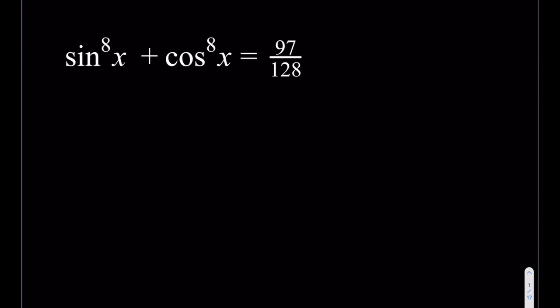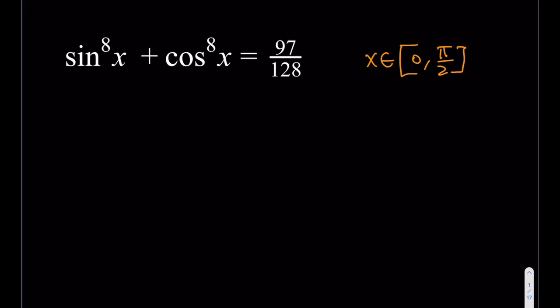Hello everyone, in this video we're going to be solving an octic trigonometric equation. So we have sine x to the 8th power plus cosine x to the 8th power being equal to 97 over 128. And we're supposed to solve this for x in the first quadrant for the sake of simplicity. Okay, let's just do that. The other solutions are just going to come quickly.